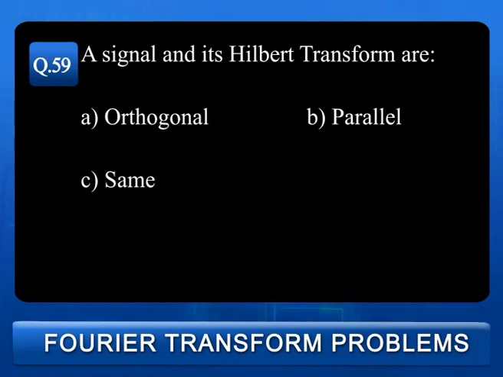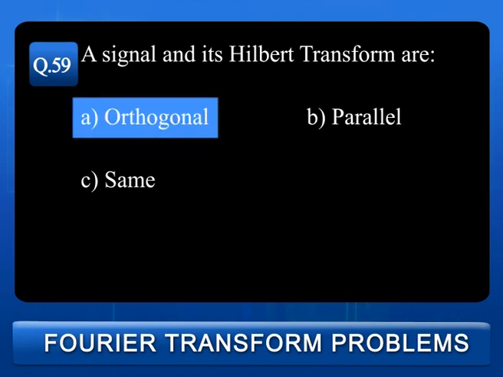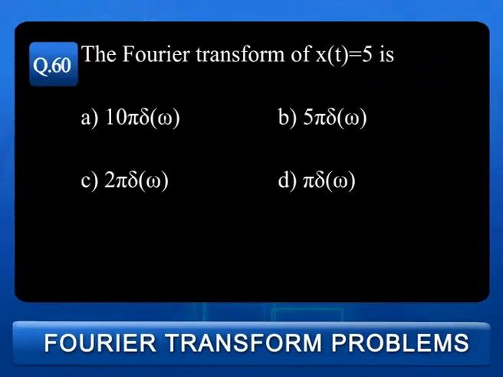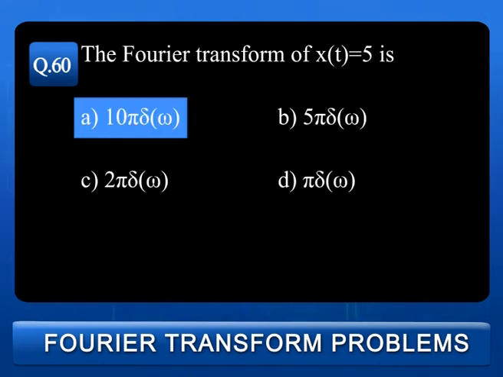Let us see the 59th question. A signal and its Hilbert transform are A, orthogonal, B, parallel, C, same. The answer is A, that is orthogonal. Let us look at the 60th question. The Fourier transform of x of t equal to 5 is A, 10 pi delta of omega, B, 5 pi delta of omega, C, 2 pi delta of omega, D, pi delta of omega. The answer is A, that is 10 pi delta of omega.